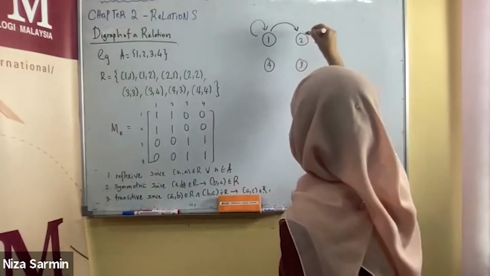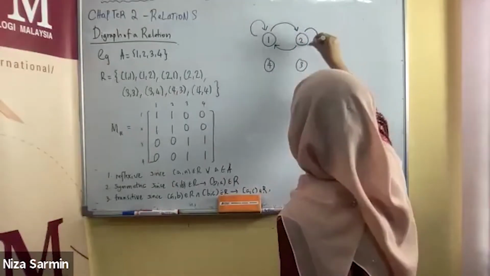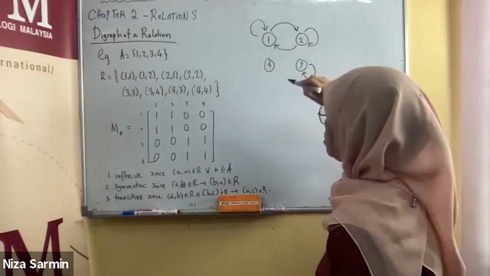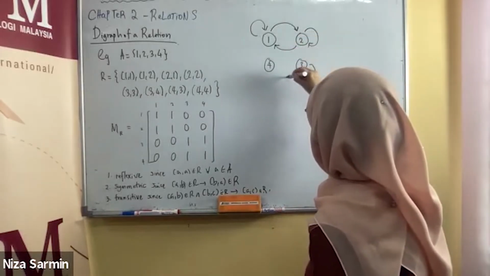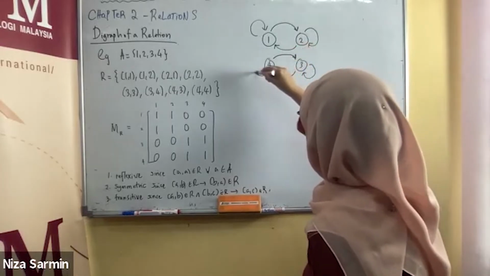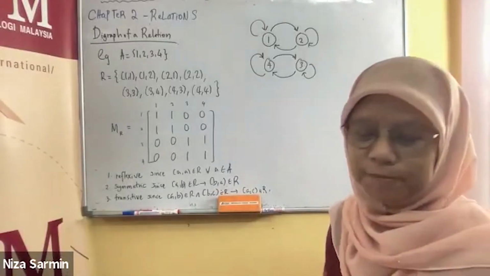Okay, 2 to 1. 2 to 2. 3 to 3. 3 to 4. 4 to 3. 4 to 4. Okay, it's easy, right?